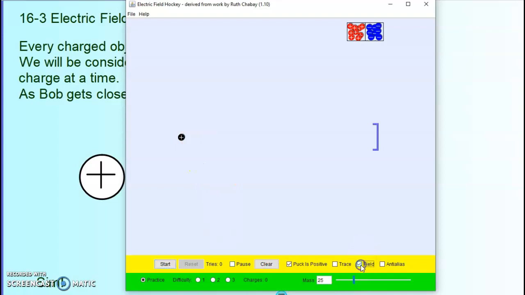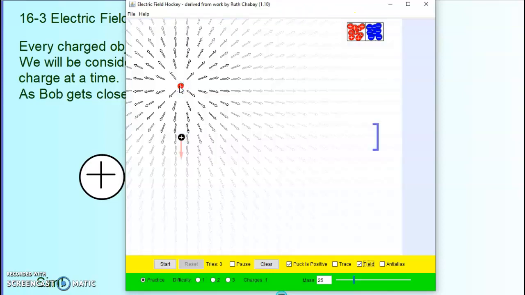I'm going to click on this button that shows the field, and I'm going to drop a positive charge in. And now you can see these arrows. What we're visualizing is the electric field of this red charge. And you can see that as you get closer to the charge, the arrows are darker because your electric field is stronger as you get closer.